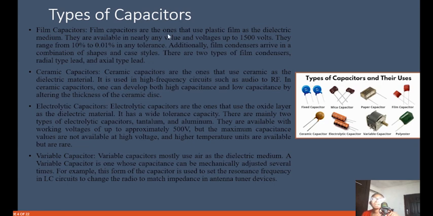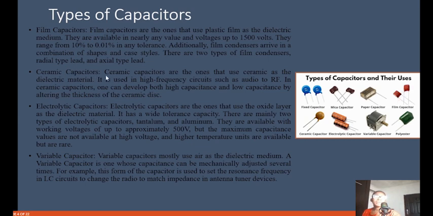The film capacitors are the ones that use plastic film as the dielectric. Can you see that now? This is the film capacitors. They use what? The plastic film as the dielectric. They are available in nearly any value and voltage, up to 1500 volts. They range from 10% to 0.01% in tolerance. Additionally, film capacitors arrive in a combination of shapes and case styles. There are two types of film capacitors: the radial type lead and the axial type lead. So this is the film capacitor. So you see the dielectric is a plastic film.